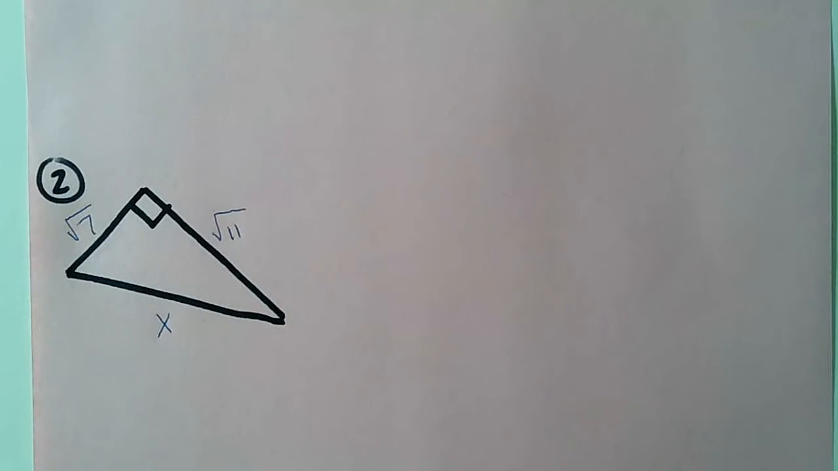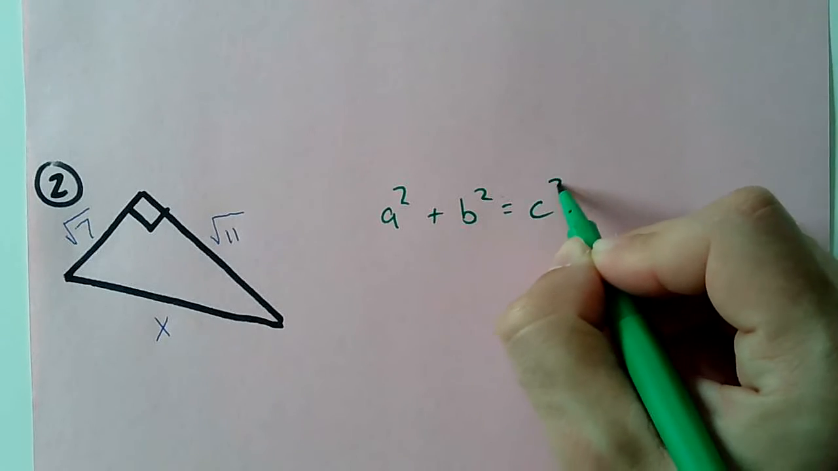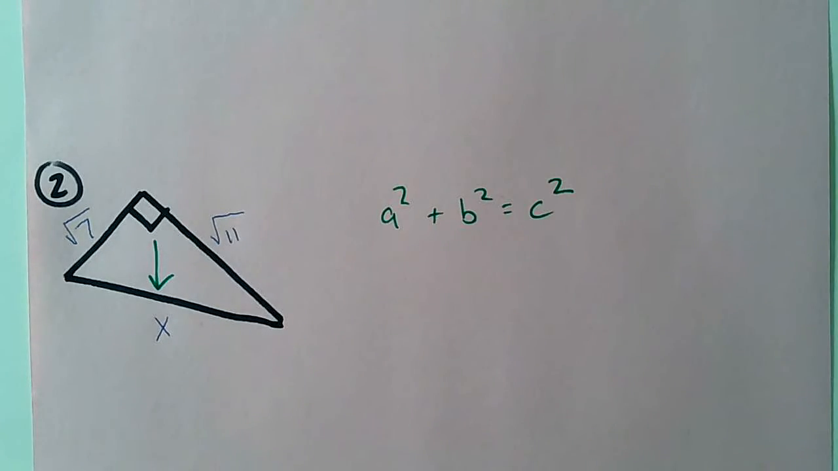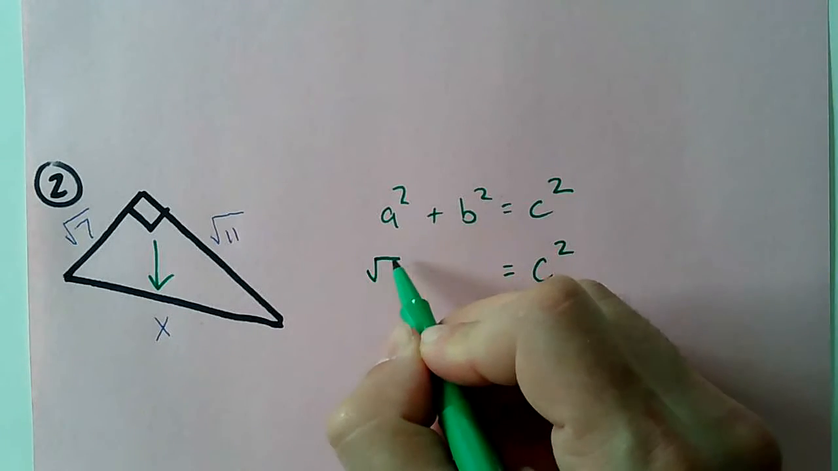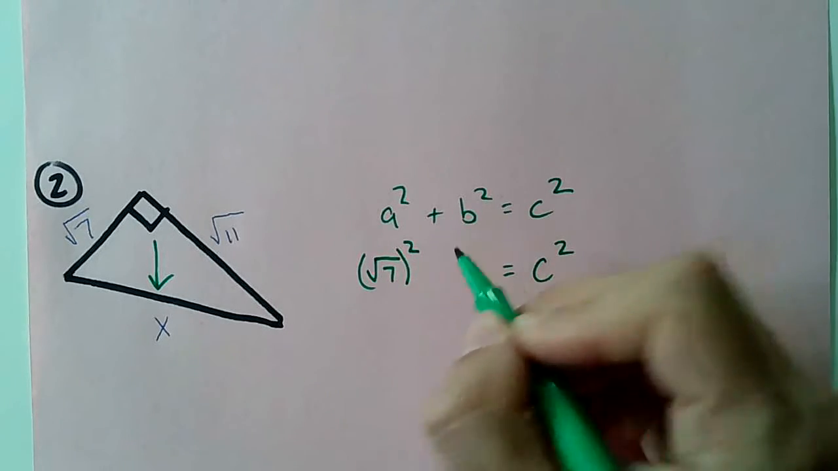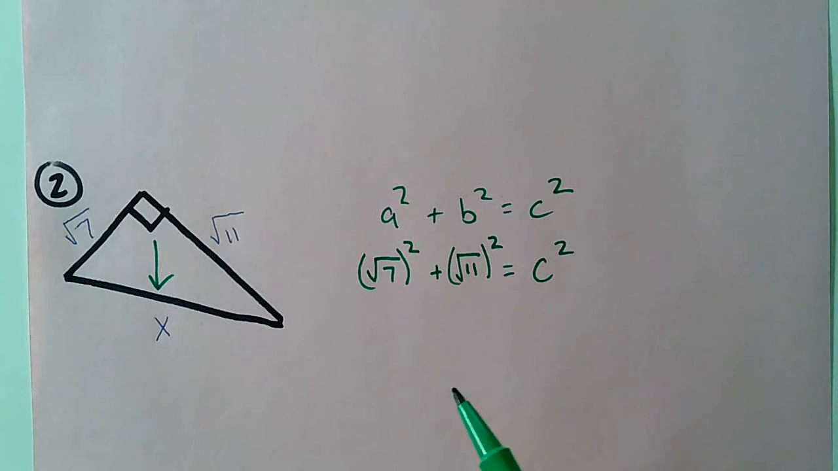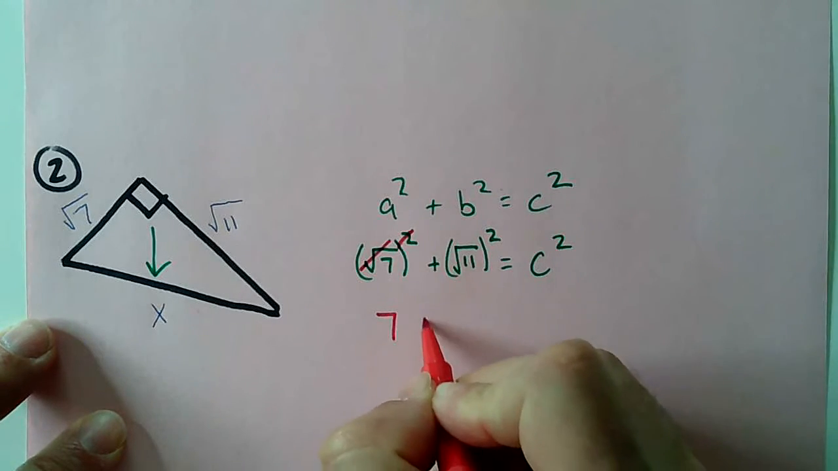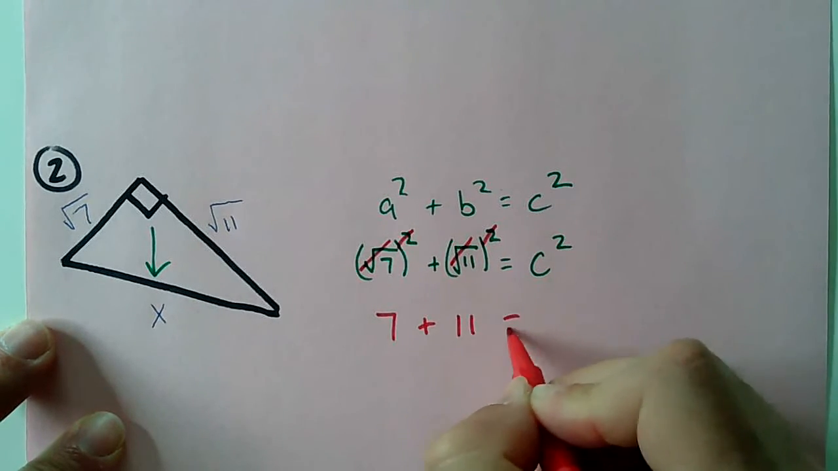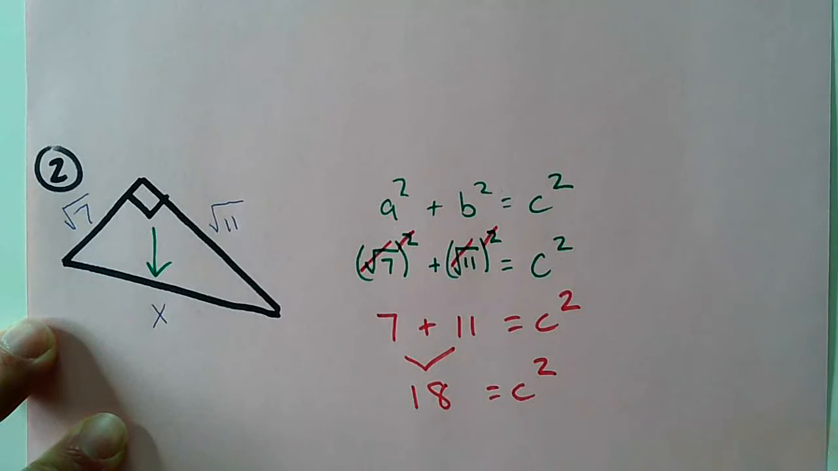Here I got two radical form lengths. So a squared plus b squared equals c squared. Looking for a hypotenuse, so I can just leave it c squared. A squared is the square root of 7 squared. B is going to be the square root of 11 squared. My square roots and my squares will cancel. So I have 7 plus 11 equals c squared. Add them together, I get 18 equals c squared, and I take the square root of 18.